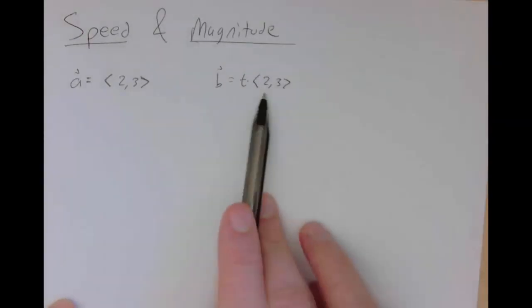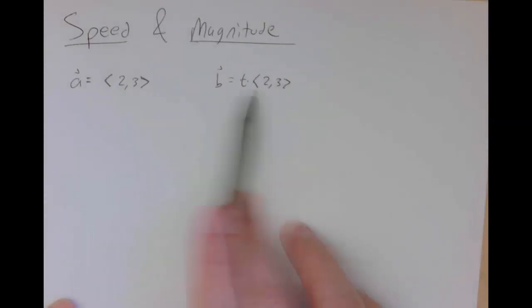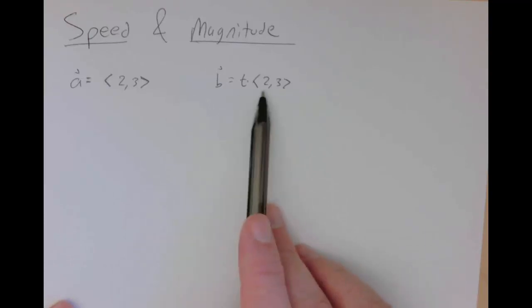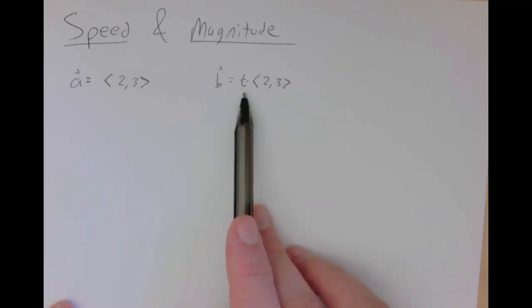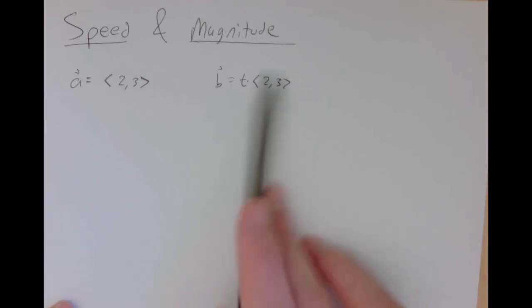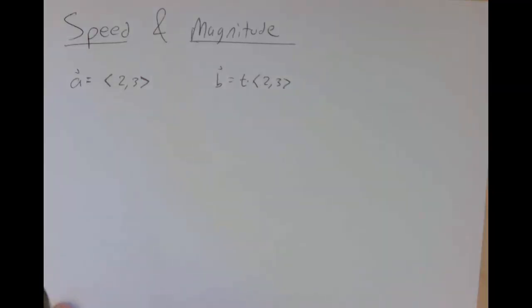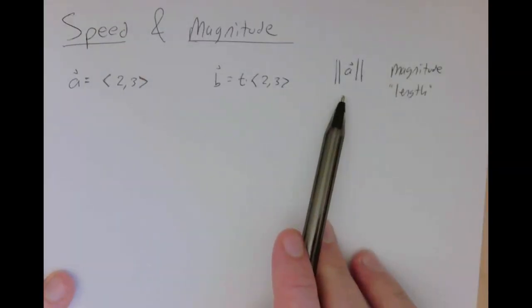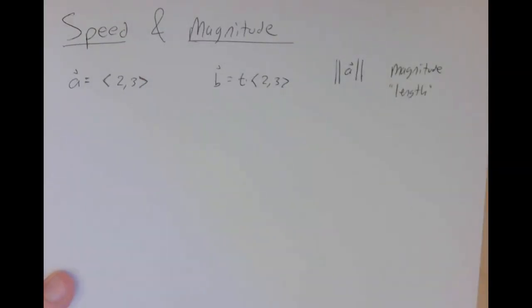So when t equals 0, for example, this vector is equal to 0, 0, which is just a point. If t equals 1, it's equal to the vector 2, 3. If t equals 2, it's equal to the vector 4, 6, because we've taken this vector and stretched it to be twice as long. This is the way that you denote magnitude of a vector, which is the same thing as the length of the vector.